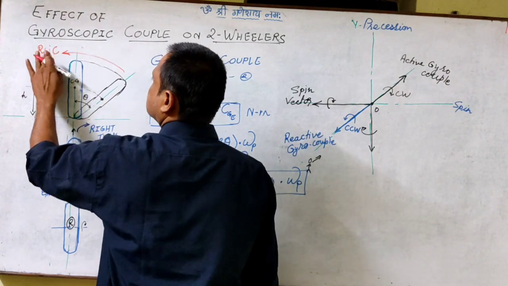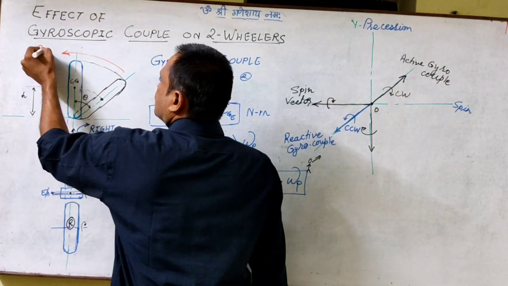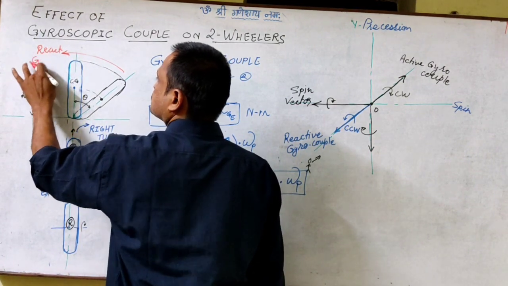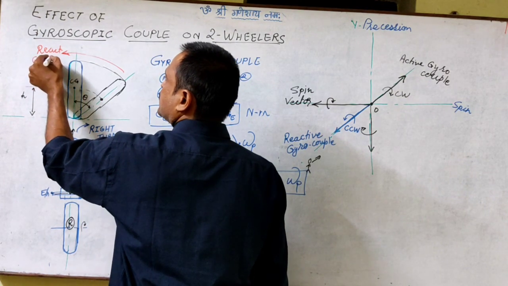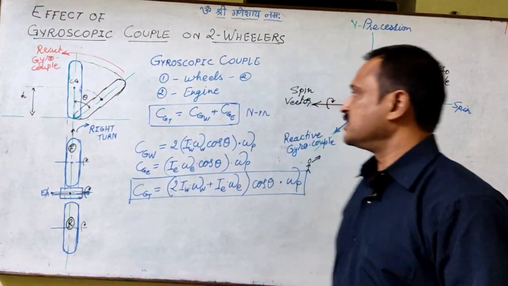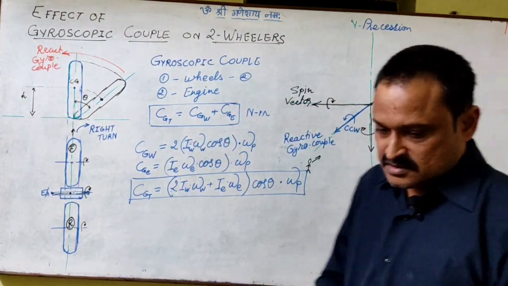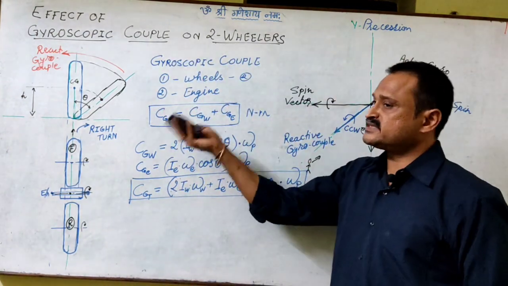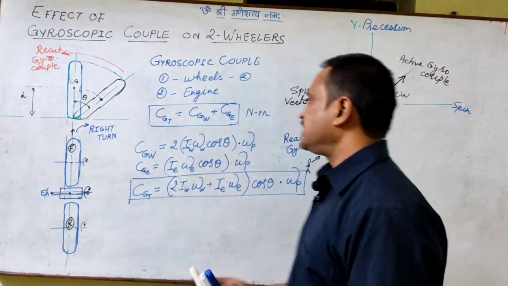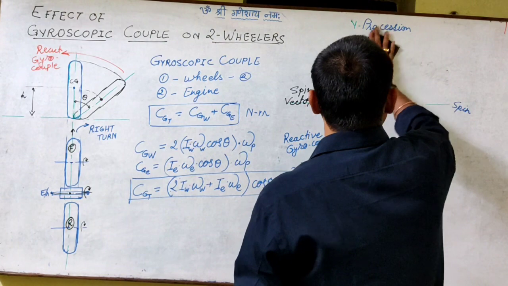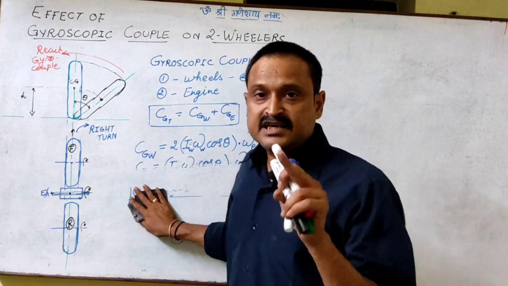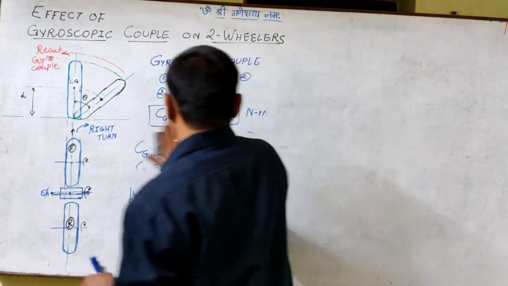So this is the reactive gyroscopic couple, which is acting outward. This is what gets added into the system when this two-wheeler is taking a right turn. What is the other thing that gets included during the turn? It is the centrifugal couple.